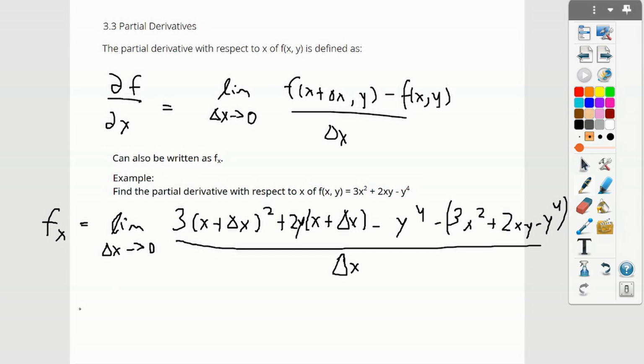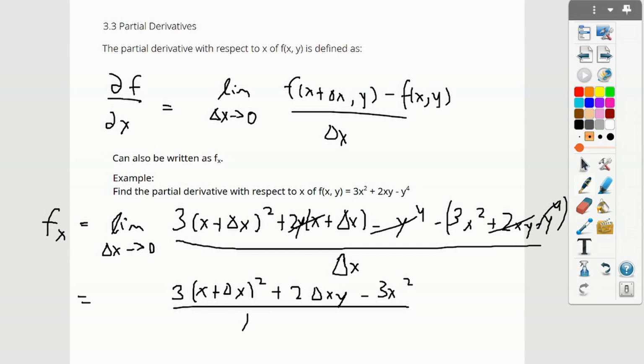as delta x approaches 0. So what does that become? Well, the y to the fourth cancels out, if you can see, and then this becomes 2xy plus 2 delta xy. So 2xy cancels out as well. What you're left with is 3 times (x plus delta x) squared plus 2 delta xy minus 3x squared. And in fact, 3x squared also cancels out, but we have to do the foiling before we confuse ourselves a lot more. And don't forget the limit at the beginning, or else it's not the correct expression.